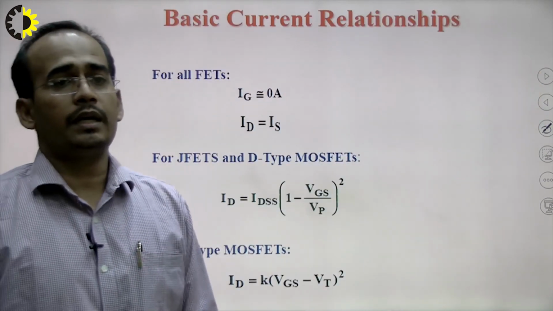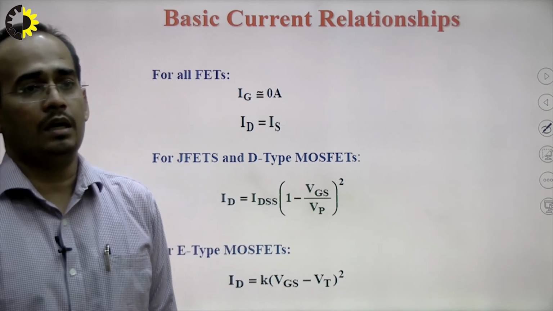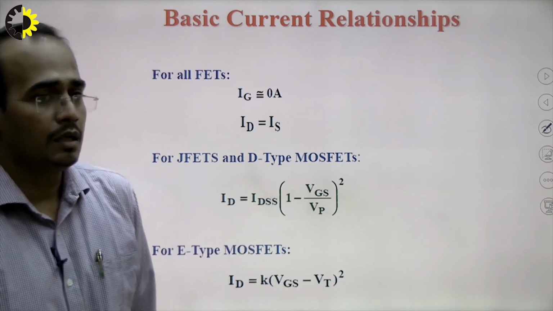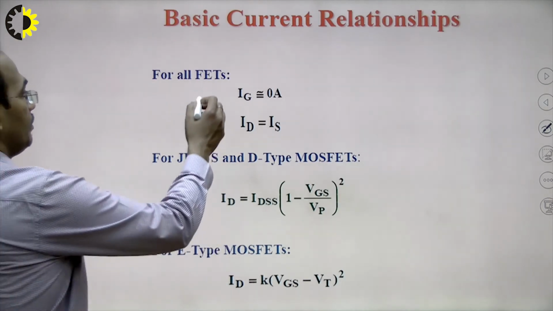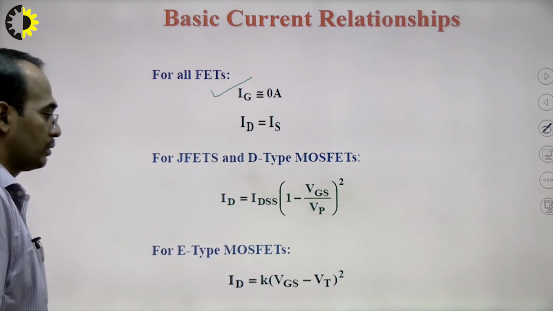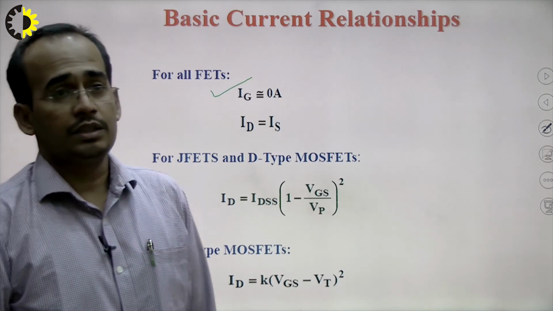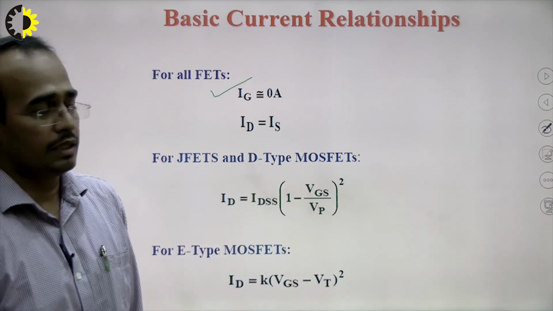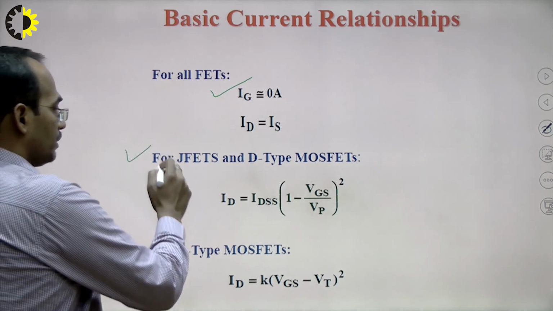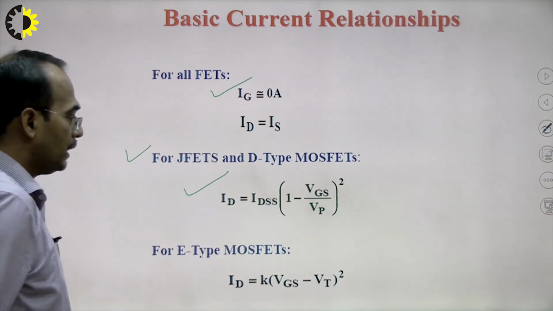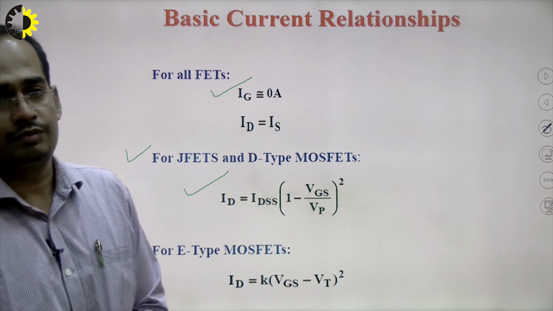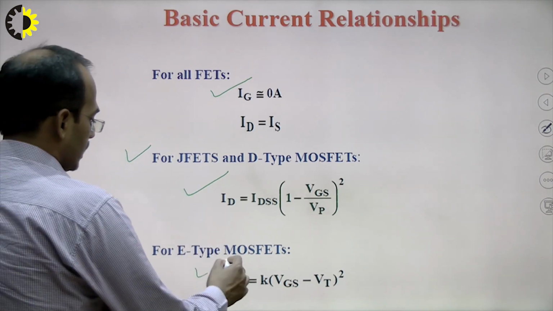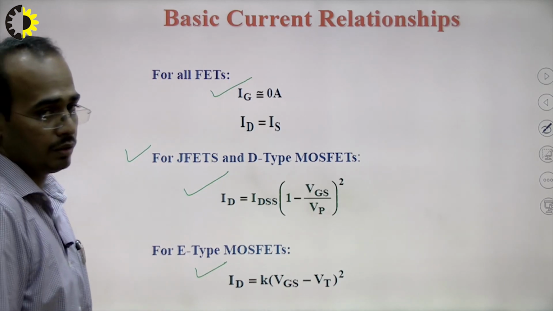These are the basic current relations that will be used for solving field effect transistors and metal oxide semiconductor field effect transistors. I will consider the gate current to be 0 because the input resistance is very high for both MOSFET and JFET. So, Ig is equal to 0 and Id is equal to Is. For JFET and depletion type MOSFET, I will use the Shockley equation for finding the drain current: Id is equal to IDSS times (1 minus VGS upon Vp) whole square. For enhancement type MOSFET, I will use the relation Id is equal to K (VGS minus Vt) whole square.